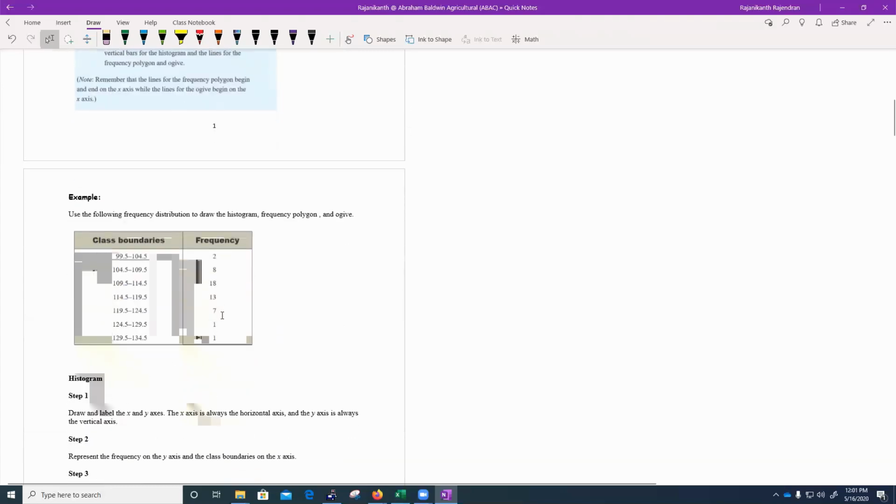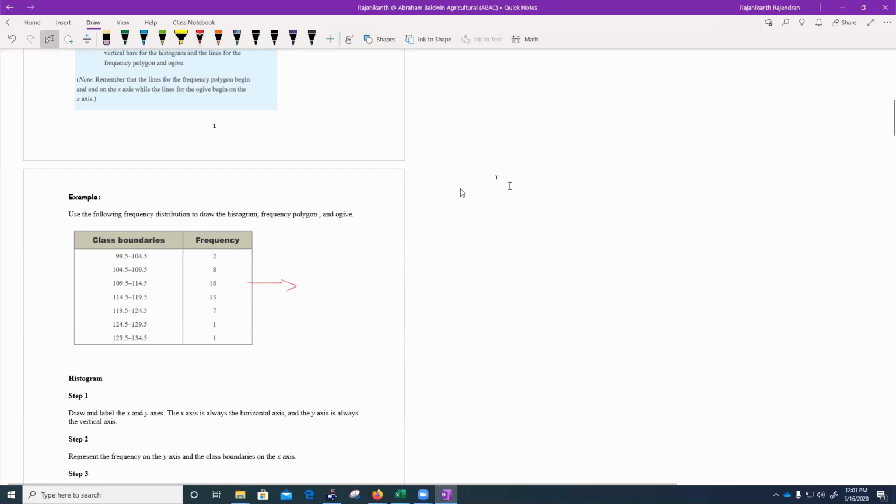Okay, so if you look at the last example we had in 2.1, we had the frequency distribution table. So this is the same problem here. I have copied it from there. So now let's look at how to draw a histogram by using the frequency distribution table. Remember, here we have two columns, the class boundaries and the frequency.